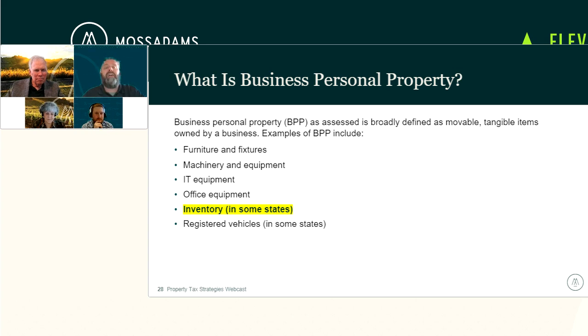But also highlighted there, inventory in some states. We're going to go over what states those are. That can really increase your tax liability quite a bit, specifically if you are a manufacturer, a distribution company, heck, even retail stores that have expensive goods for sale. That inventory tax can be stout.